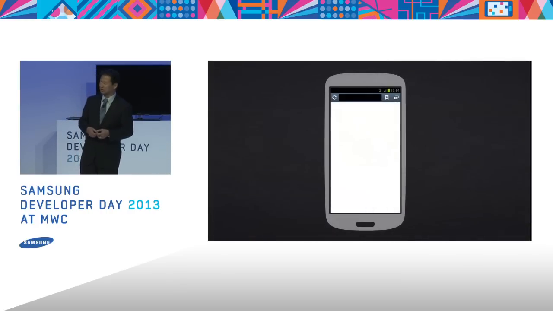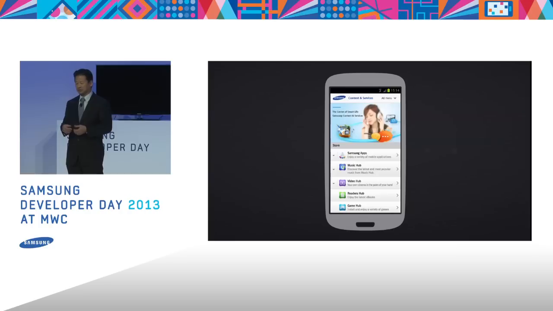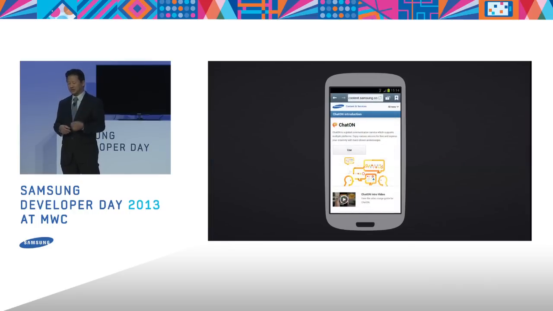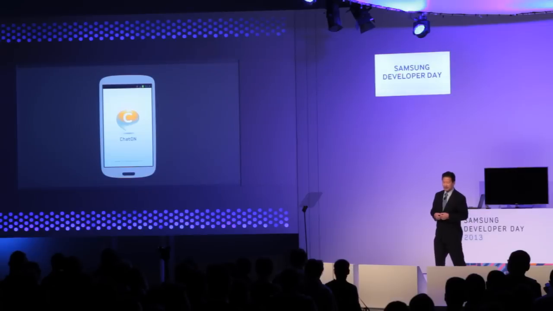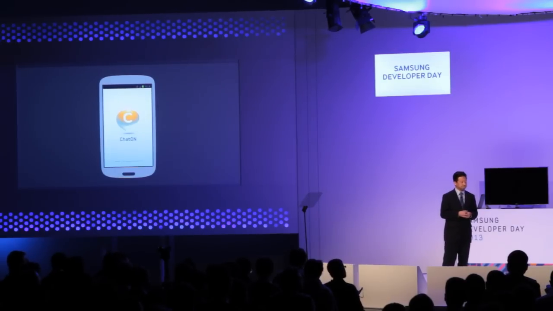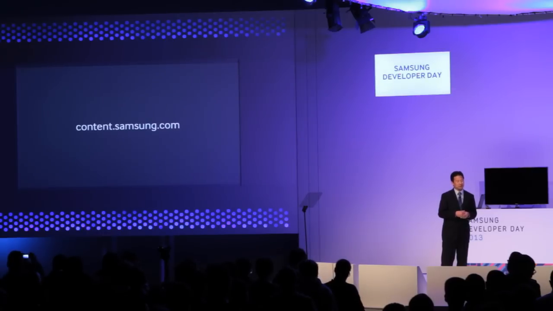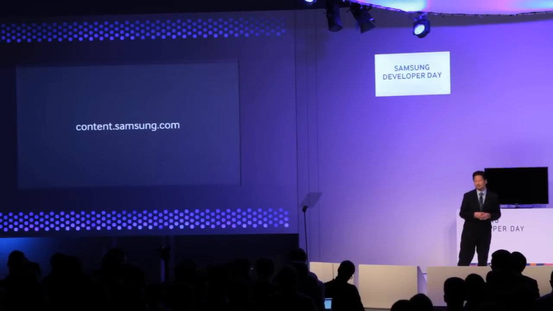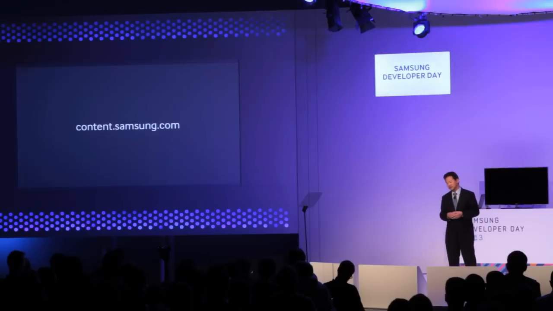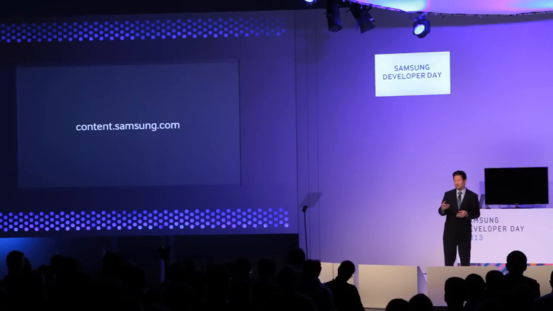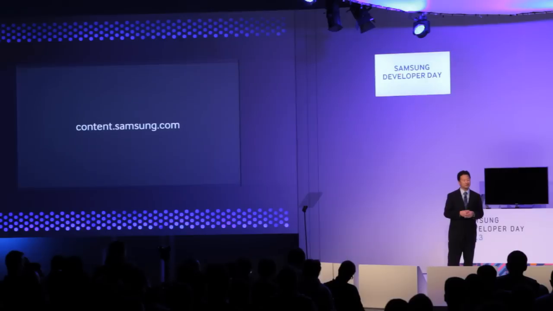If you access it from your mobile device, you will see a list of services supported by your mobile device. If you access it from your tablet, your native application will automatically launch, such as Chat On. And if the application is not installed, you can install it very, very easily and quickly. With the new Samsung Content and Services portal, developers can have a channel to promote your applications and content. And users can use all Samsung services in one place. Go to content.samsung.com to give it a try.